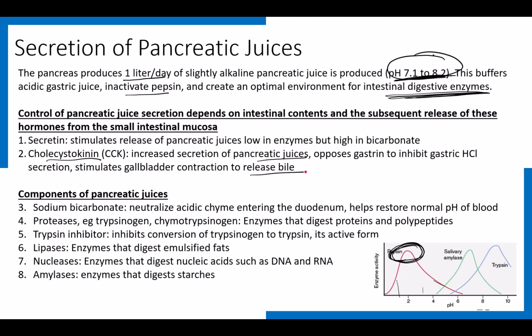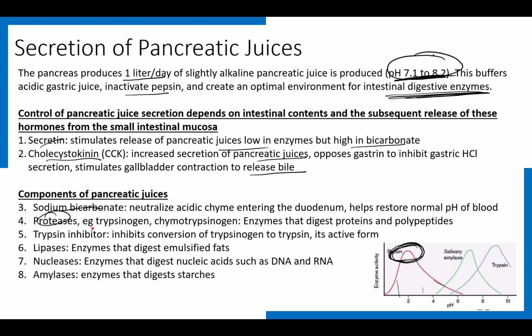But if the contents of the small intestine do not contain a high amount of fats, then secretin is released, and that then releases juices that are high in bicarb and low in enzymes. In terms of what's found in pancreatic juices, we've got sodium bicarbonate, again, to increase the pH of the duodenum, the small intestine. We've got proteases that digest proteins.